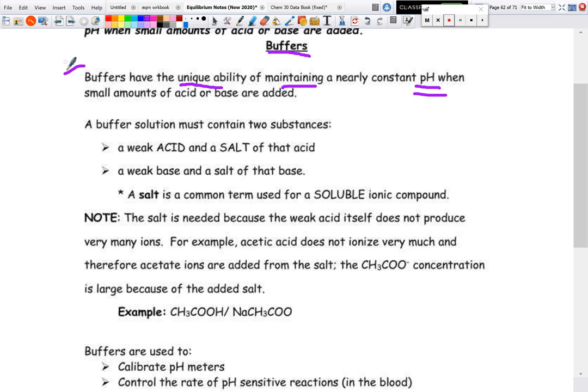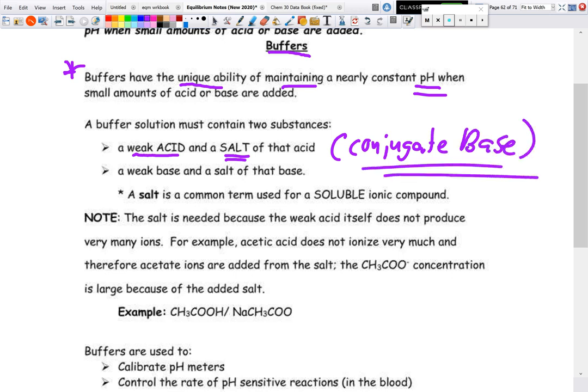But this is the main thing that you need to know with buffers, is they maintain a nearly constant pH. So basically for us, what that means is if you add an acid or base into a buffer system, the pH will not change at all. So how do we make a buffer? Well, a buffer needs to have a weak acid and a salt of that acid. And that salt is the conjugate base of the acid.